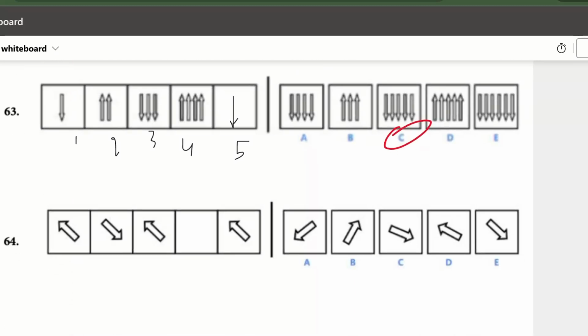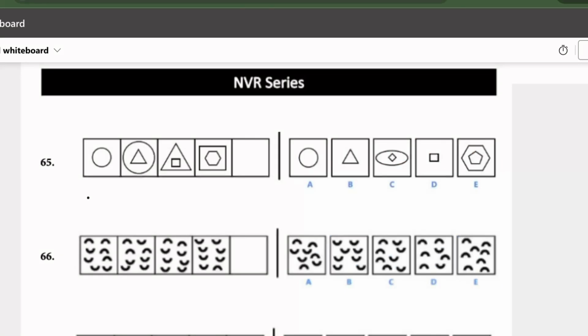Question 64, we just have flipping up, down, and this angle is the one that looks closest to the ones we already have, so it's going to be E. Next, we have 1, 3. We have this inside shape being the outside shape of the next, so the square becomes the outside shape, so the hexagon becomes an outside shape, so we get E.